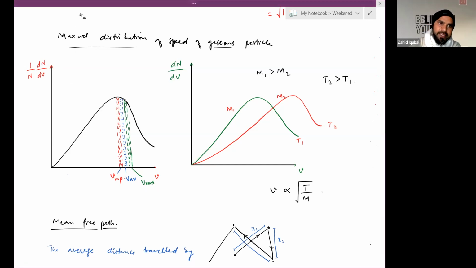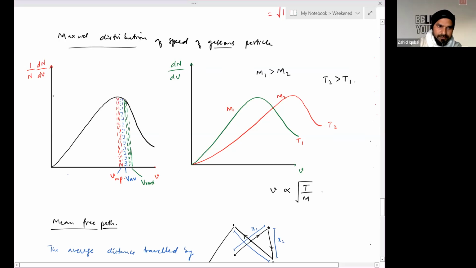So from this graph, we can say vmp is at the peak point. So there will be the maximum number of particles in that volume moving with VMP, that is the most probable speed. Below that, or lesser than VMP, there will be particles moving with V average, and lesser than that, there will be particles moving with VRMS.